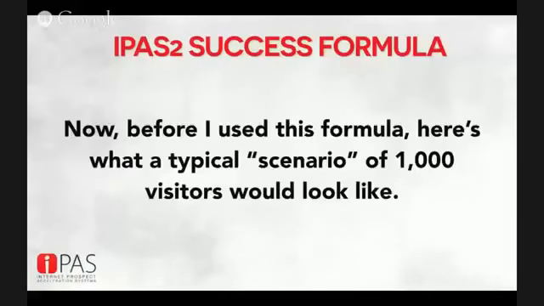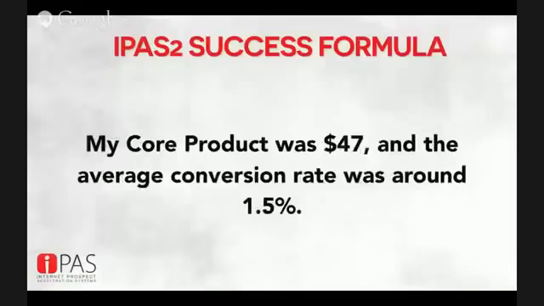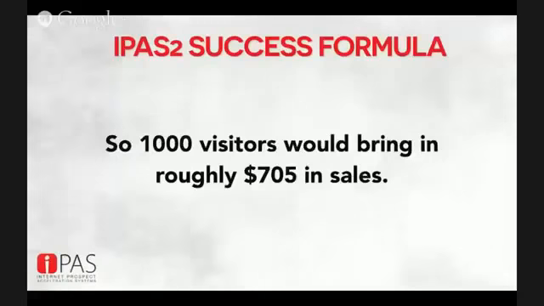Now, before I use this formula, here's what a typical scenario of, just say, 1,000 visitors to my site would look like. Okay? You can write these numbers down if you want. My core product was $47, and the average conversion rate was around 1.5%, as I just mentioned. So 1,000 visitors would bring in roughly $705 in sales, which isn't too bad, okay?